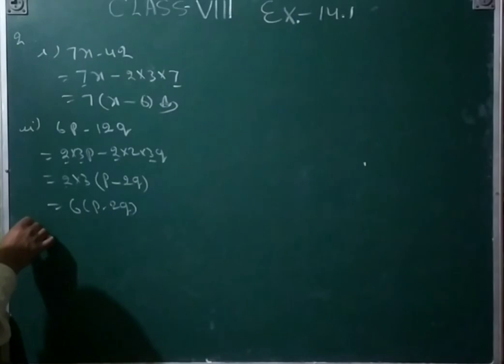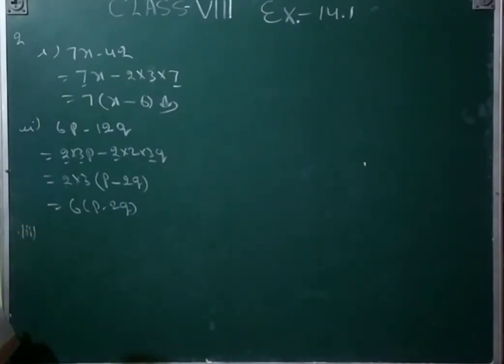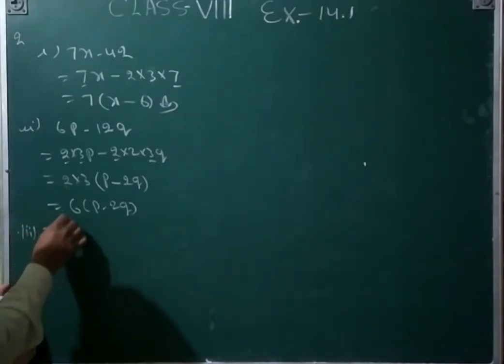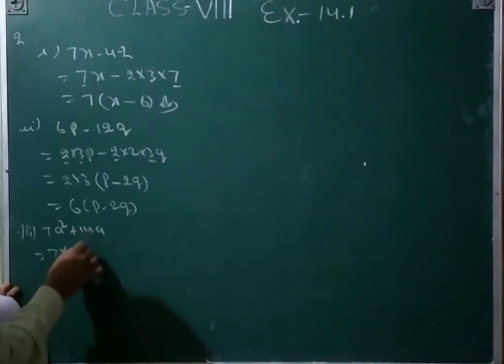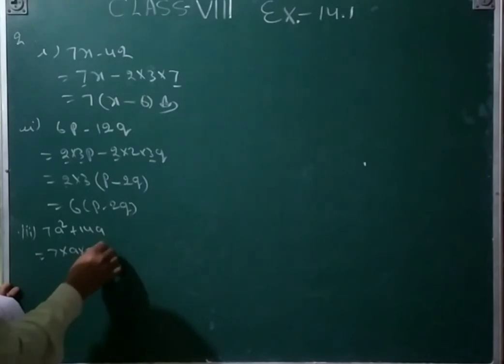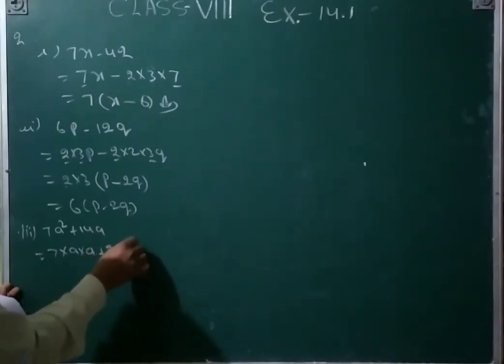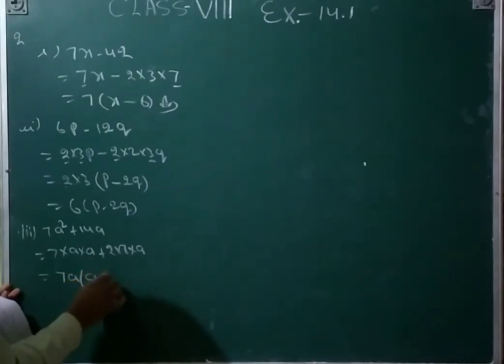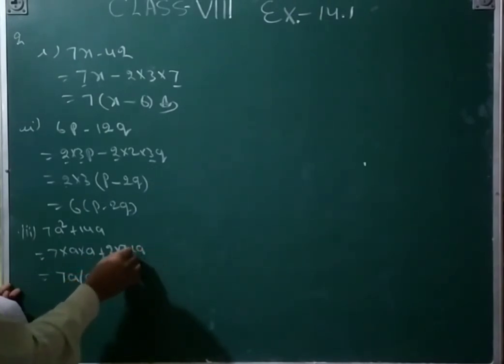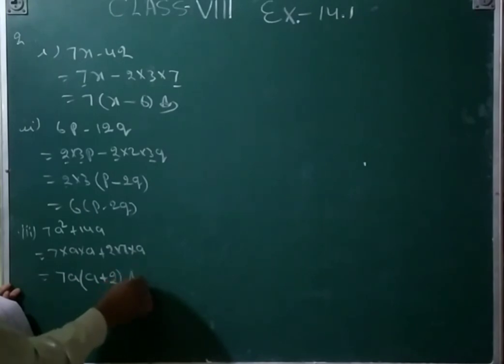And then the third part: 7a square plus 14a. So that is 7 into a into a plus 2 into 7 into a. So 7 is common in both, and a is also common, so 7a comes outside, left is a plus 2. That is the answer.